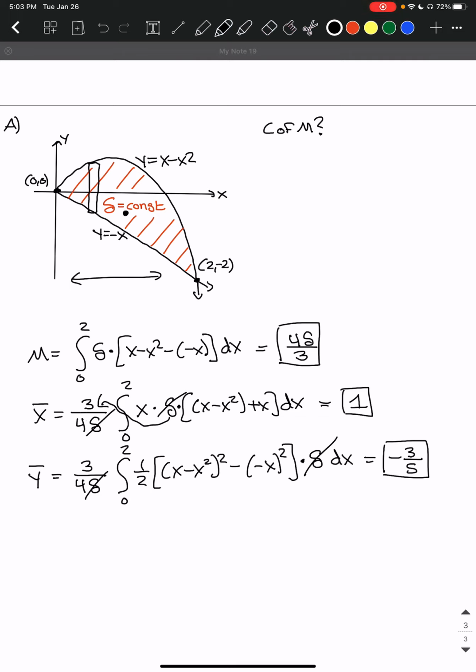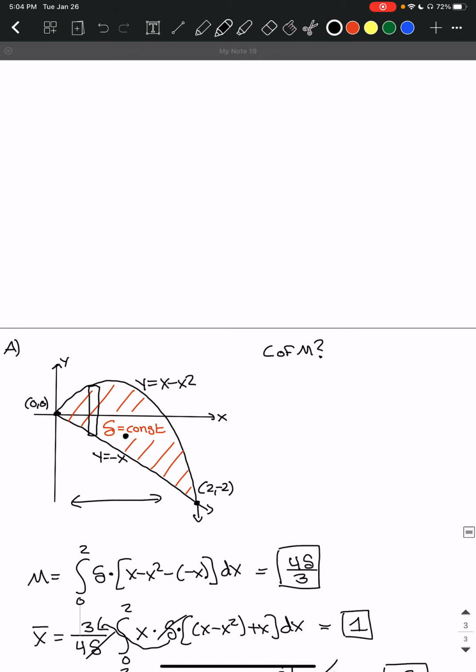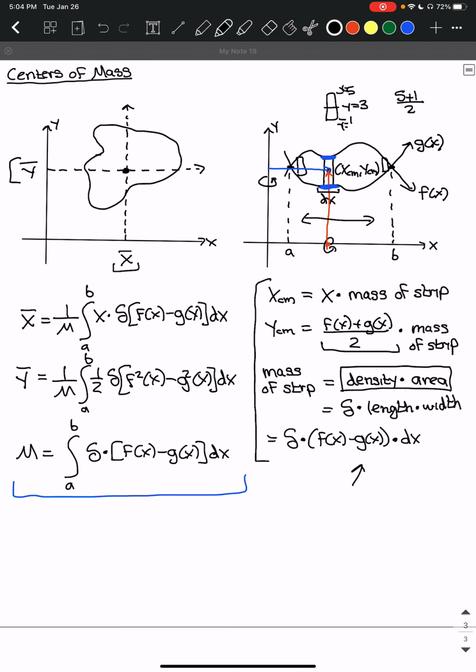Okay, so hopefully this was a good review of centers of mass, and that concludes, I believe, our discussion of applications of integrals. So next time we'll talk about different integral techniques and how we can use them to solve more difficult problems.